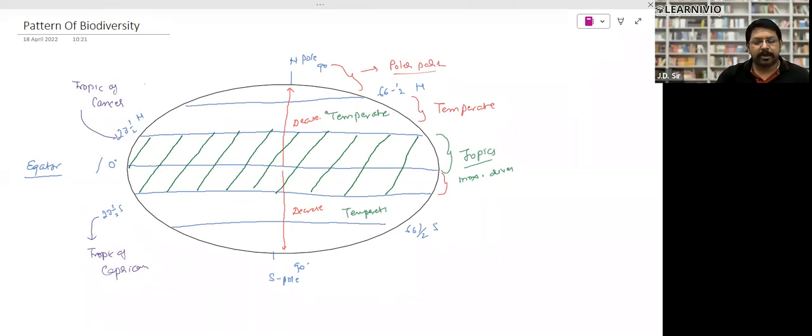This is the temperate area. The uppermost part, which remains frozen, is at 66 and a half north, and this is 66 and a half south. Biodiversity will decrease as you go up and as you go down. This is the polar ice cap. So biodiversity is maximum in the tropical area. Is that clear?